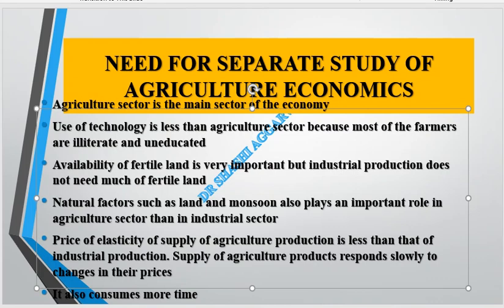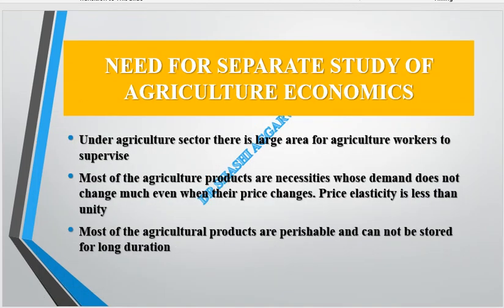Price elasticity of supply is less than that of industrial production. Supply of agriculture products responds slowly to changes in their prices. It also consumes more time. So that is why there is a need to study agriculture economics. In the agriculture sector, there is a large area of agriculture work to supervise. Most agriculture products are necessities whose demand does not change much even when their price changes, so price elasticity is less than 1. Most agriculture products are perishable and cannot be stored for a longer duration.